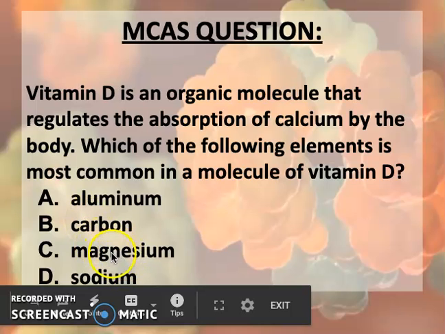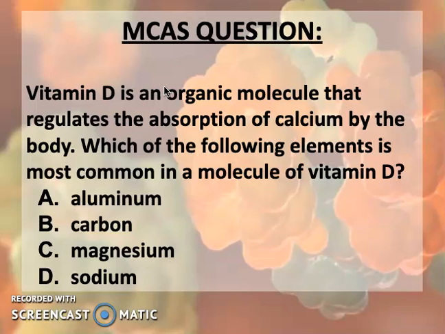So now I want to look at a typical MCAS question on organic molecules. And I really want to stress, with multiple choice questions, you should be looking for the important words and ignoring everything else. The MCAS question is always going to be about basic biology, stuff you learned in biology class or from me. So when I read this question, I'll read it aloud. Vitamin D is an organic molecule that regulates the absorption of calcium by the body. Which of the following elements is most common in a molecule of vitamin D?